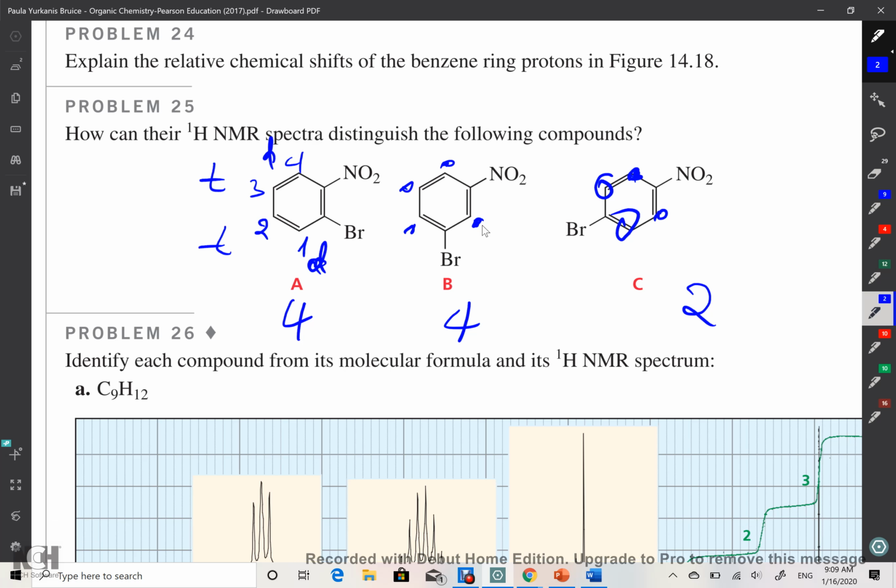What about B? In B, this would be a singlet, because there's no neighbor. And over here we have a doublet, a triplet, and a doublet. Does that make sense? Then what about C? C, this would be a doublet, and that would be a doublet. Does that make sense? Just based on those, you should be able to distinguish the NMR of those three compounds.